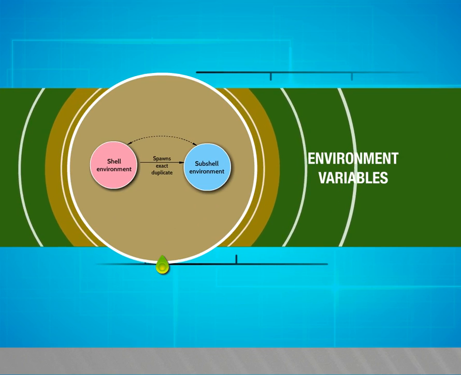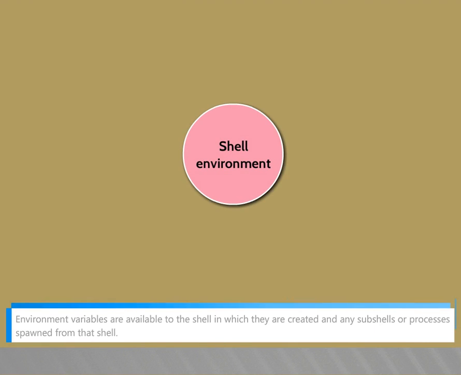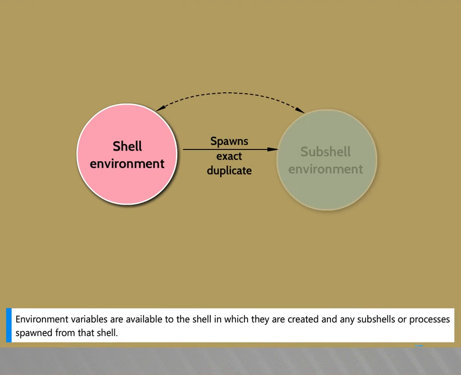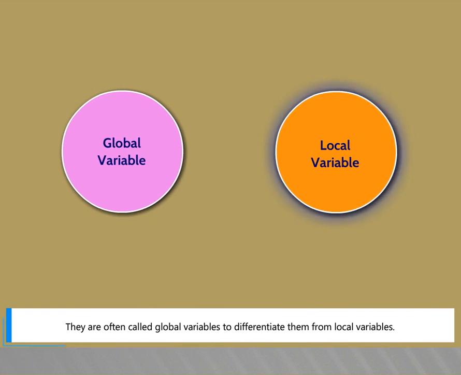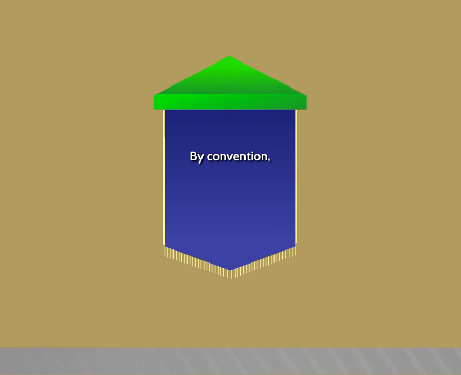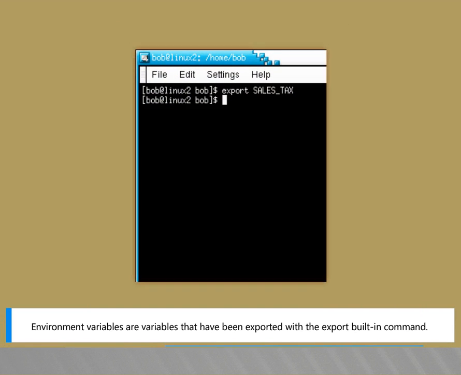Environment variables. In this video, we are going to see about environment variables. Environment variables are available to the shell in which they are created and any subshells or processes spawned from that shell. They are often called global variables to differentiate them from local variables. By convention, environment variables are capitalized. Environment variables are variables that have been exported with the export built-in command.